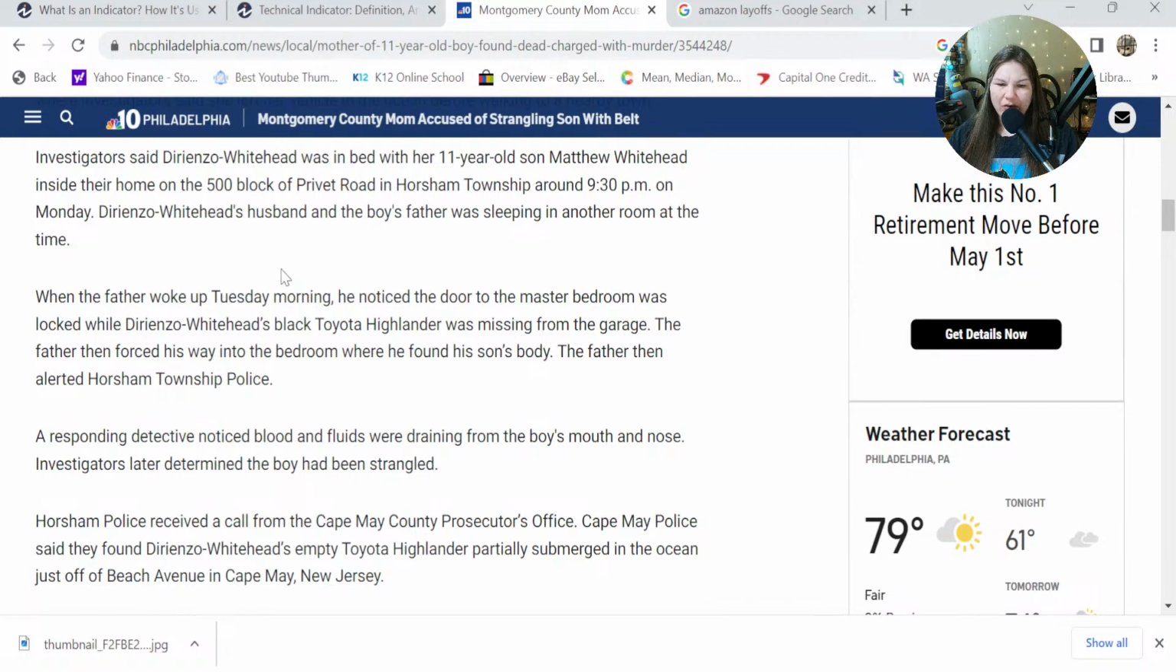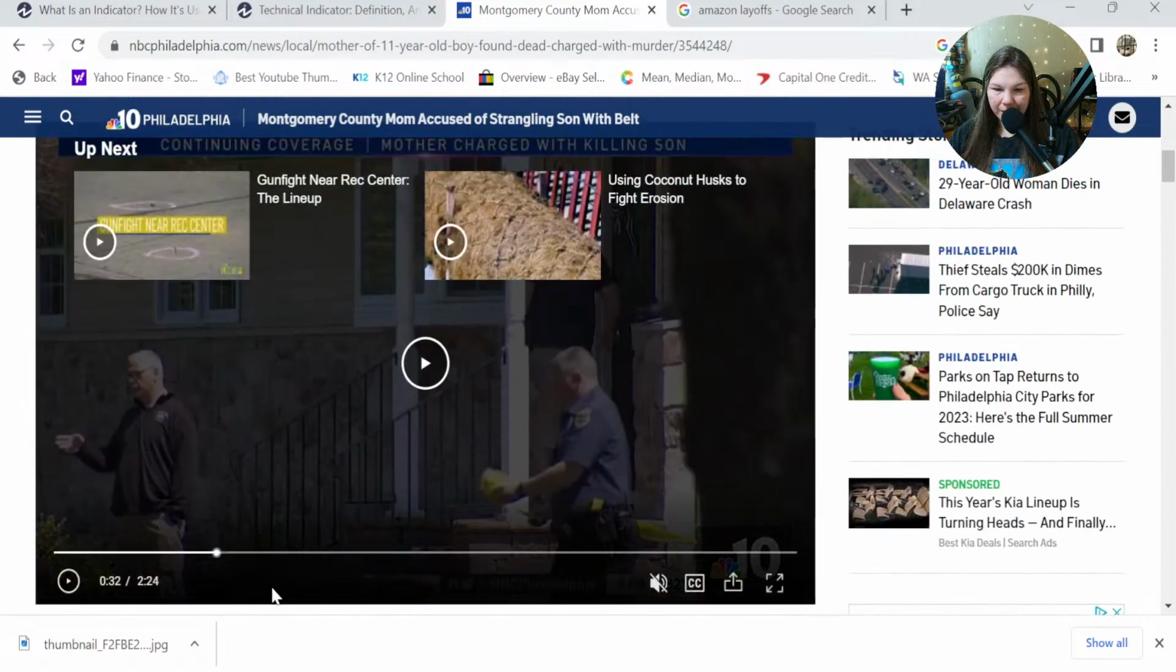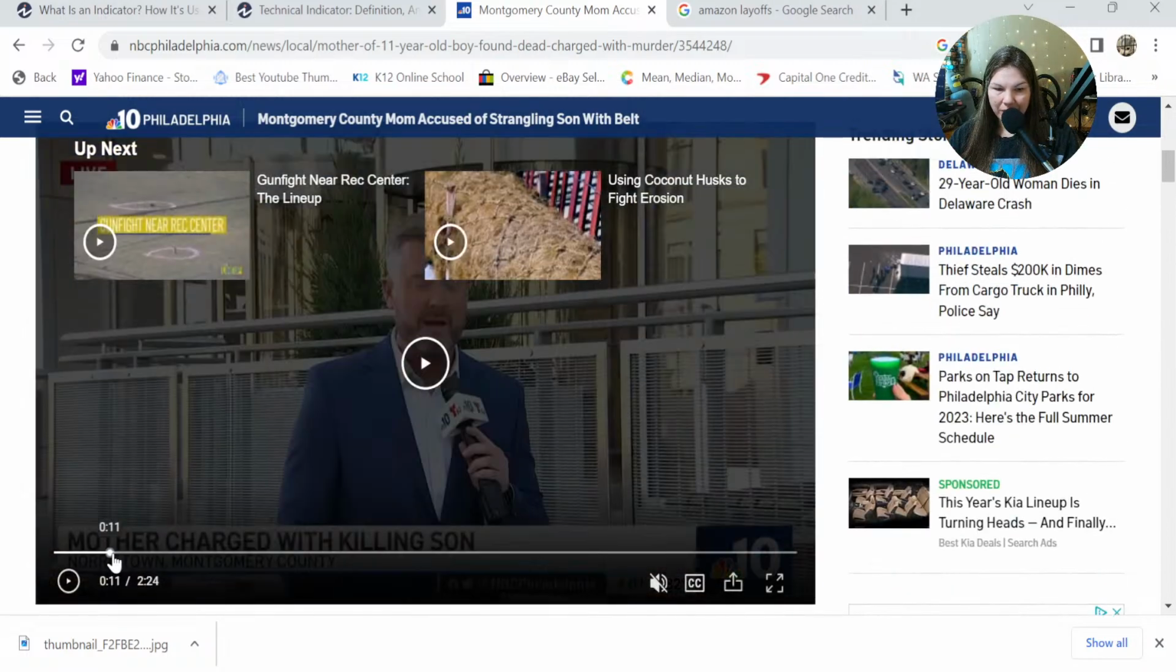Guys, I didn't even read this part, that the father woke up Tuesday morning. He noticed the door to the bedroom was locked and her Highlander was missing. That wasn't a Highlander. No way was that a Highlander. I saw the BMW thing in it.